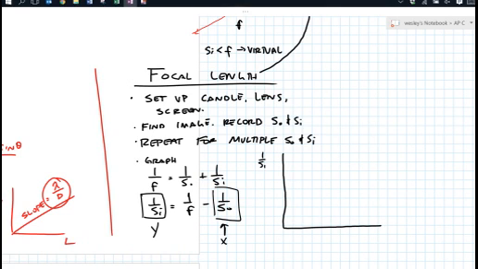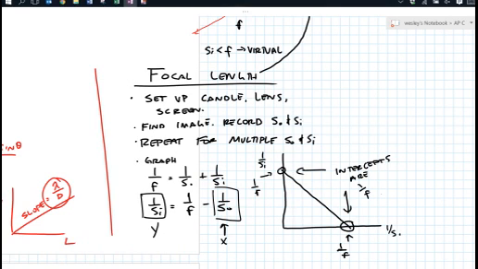1 over SI, so we're going to graph the inverses, 1 over SO, we're going to get something that looks just like this. When SO is 0, that is 1 over our focal length. When SI is 0, that's 1 over our focal length. So the intercepts here are 1 over the focal length.